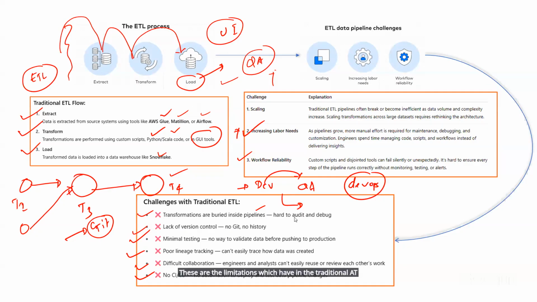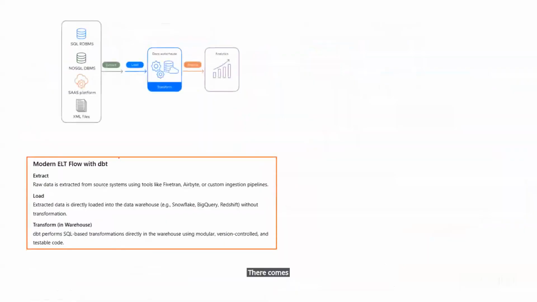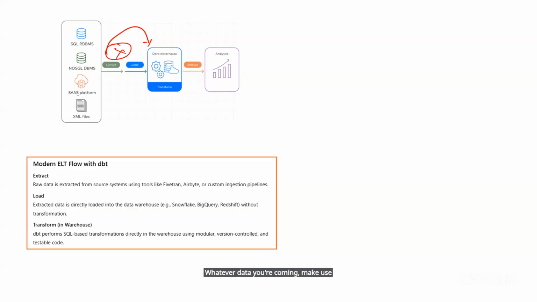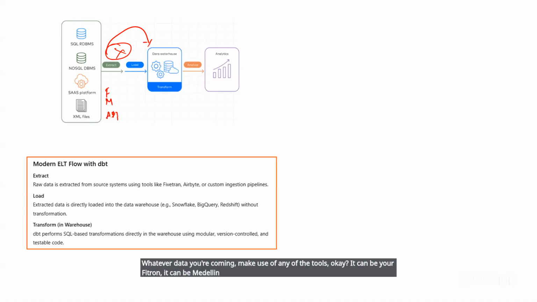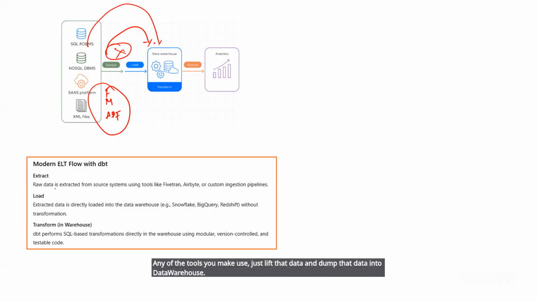For that, there come ELT tools. Okay, what are these ELT tools doing? It says just extract all your data and load it into one data warehouse. Now you no need to worry about transformations. Whatever data is coming, make use of any of the tools. It can be Fivetran, it can be Matillion, it can be ADF. Just lift that data and dump it into the data warehouse, and then I'll come into the picture.